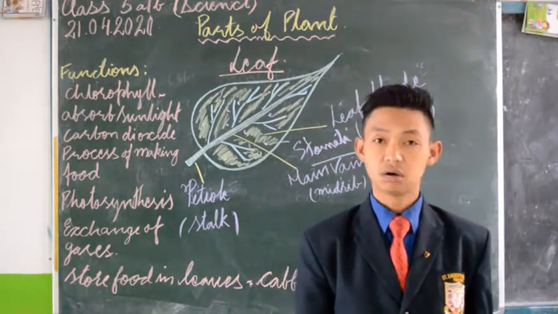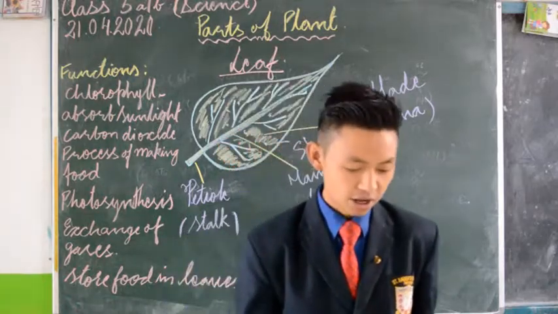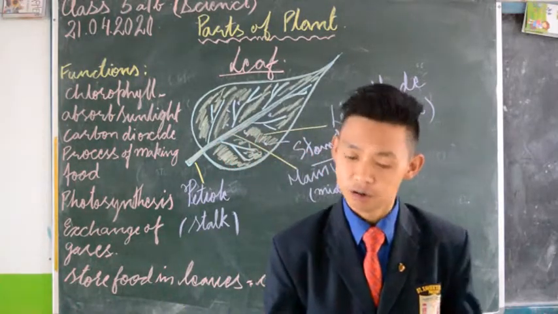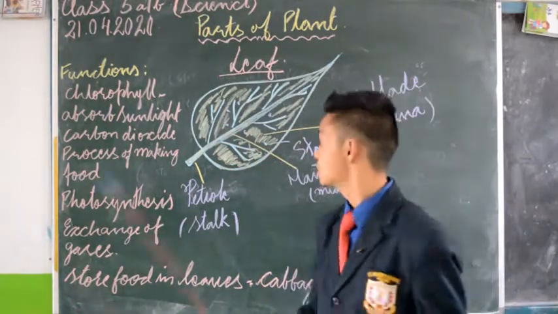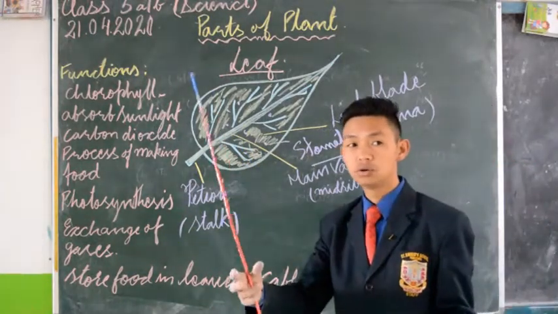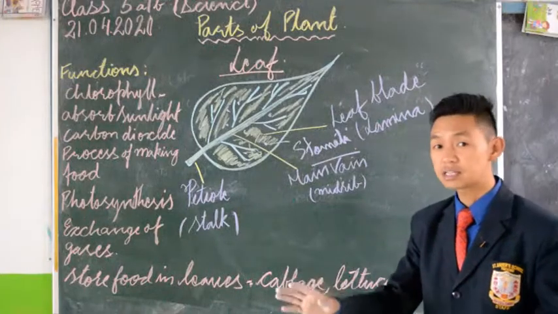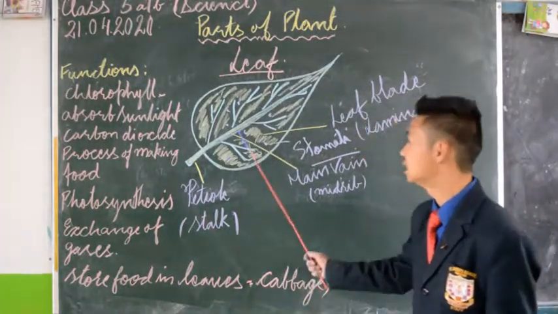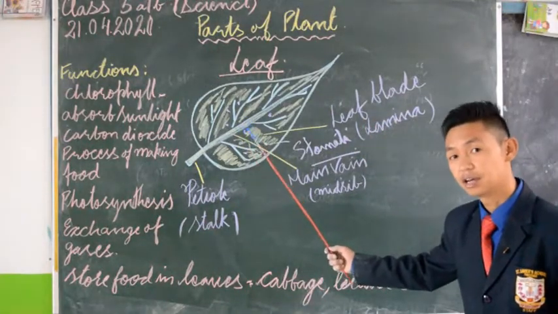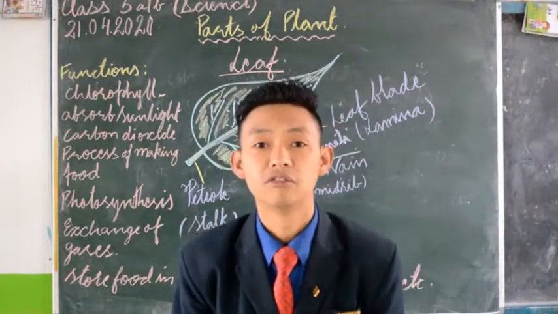Therefore, we also call the leaf the food factory of the plant. Keep it in your mind. The leaf is also called the food factory of the plant. The flower, fruit, stem, and root, none of them prepares or makes food for the plant, but only the leaves. That is why the leaf is also called the food factory of the plant.